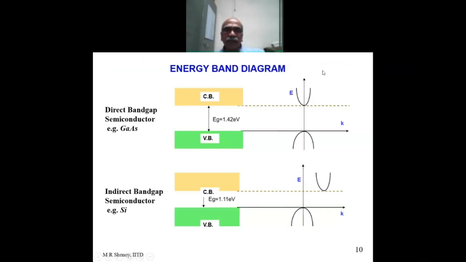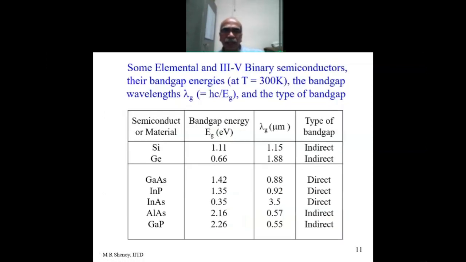All right. So the energy band diagram, what is shown here, you are very familiar with this. These are direct band gap semiconductors and indirect band gap semiconductors. What is shown is the E-k diagram. And typically, gallium arsenide is a direct band gap semiconductor, and silicon is an indirect band gap semiconductor.